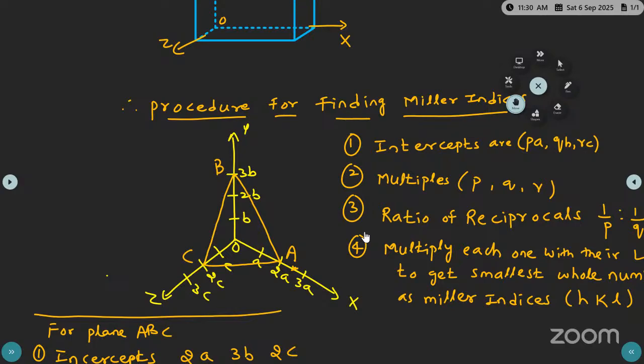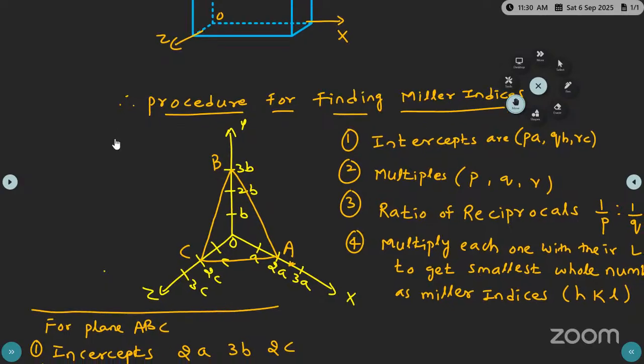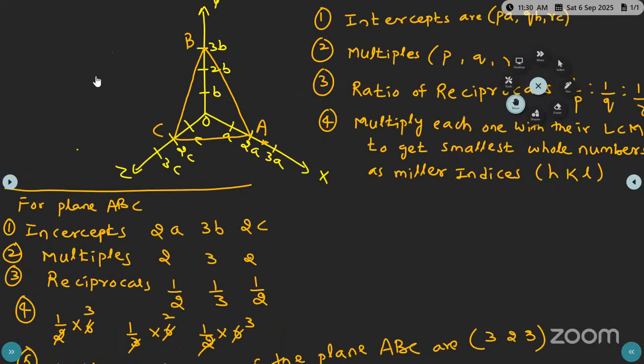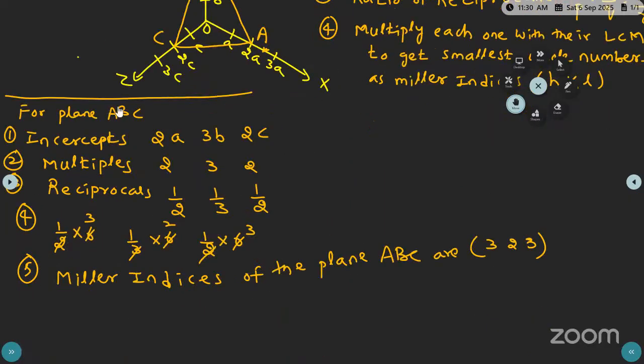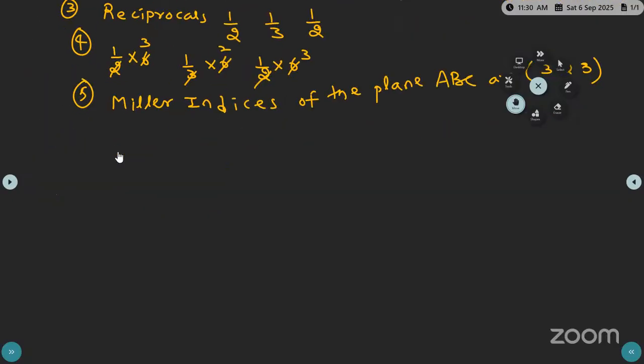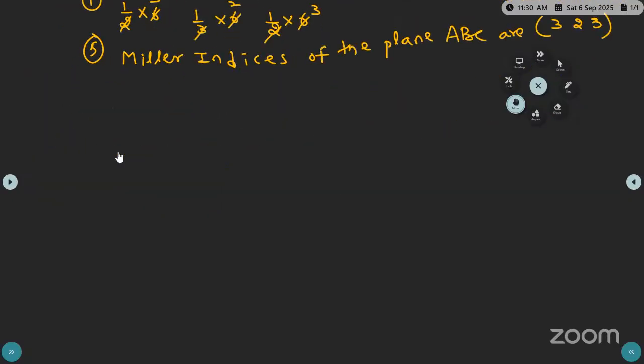The reverse procedure: take the reciprocals of the Miller indices. If you take the reciprocals of the Miller indices, what do you get? Intercepts. You will get the intercepts.